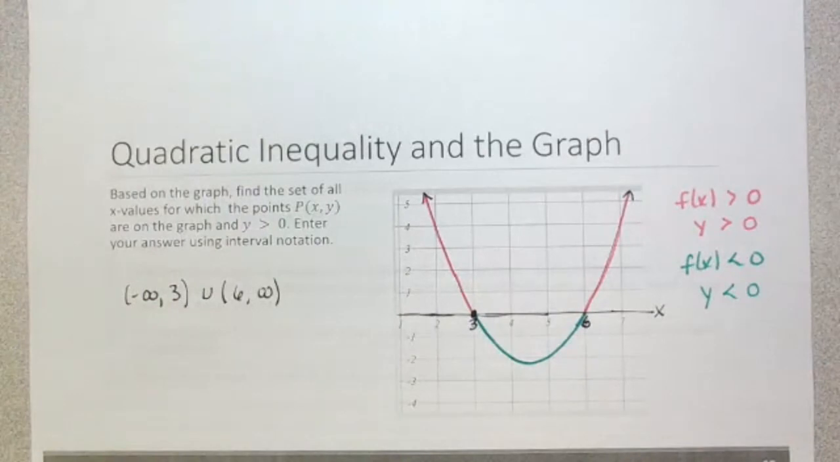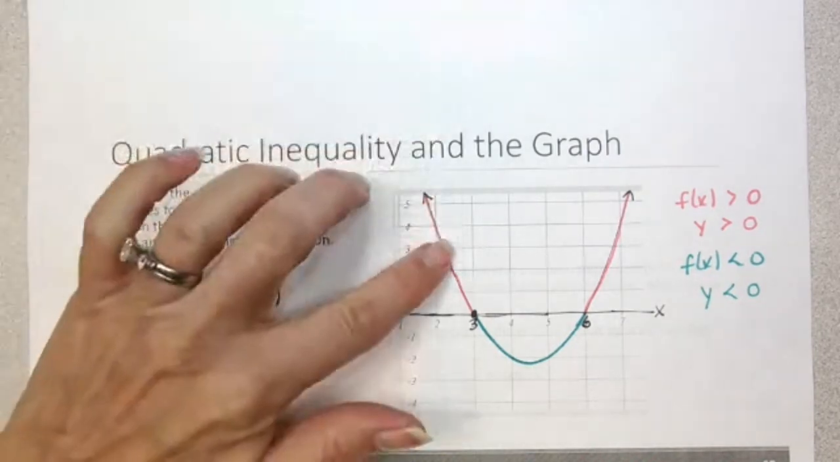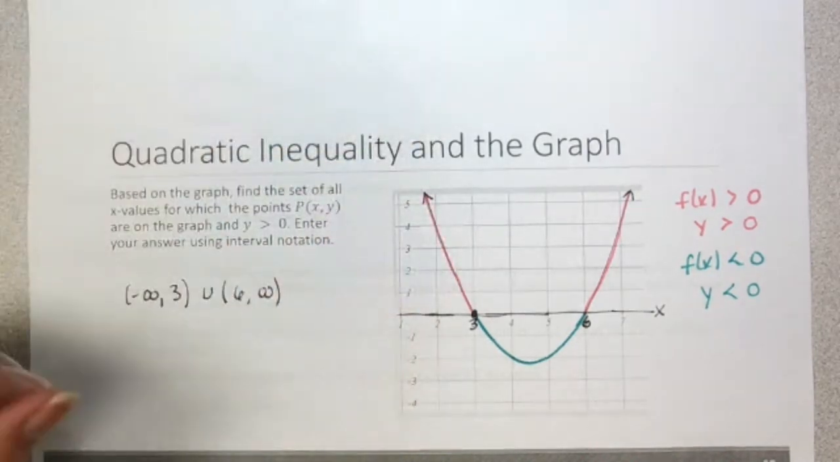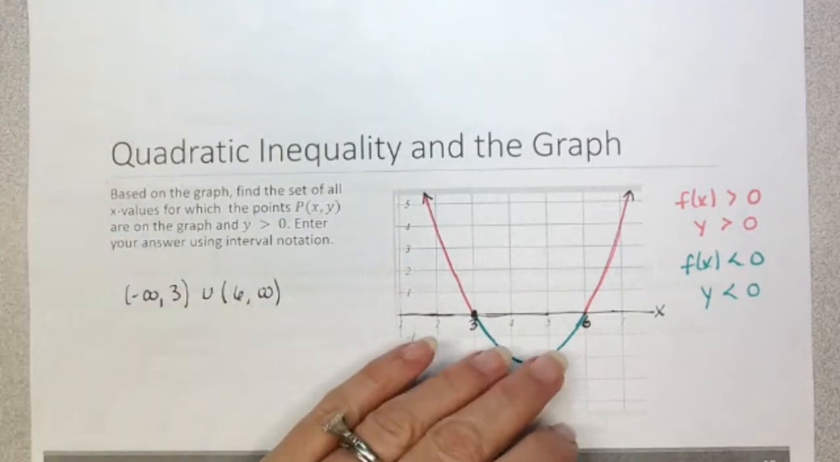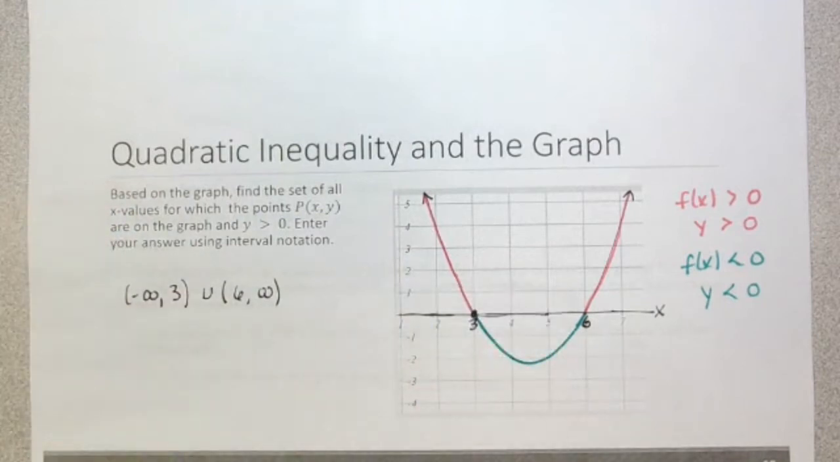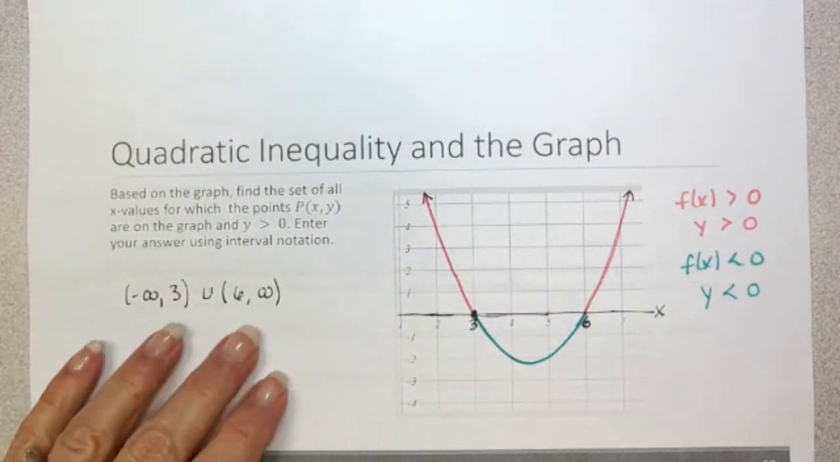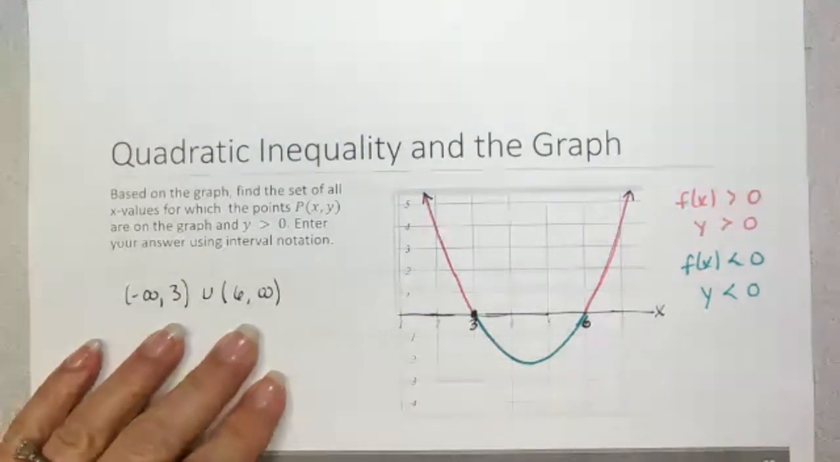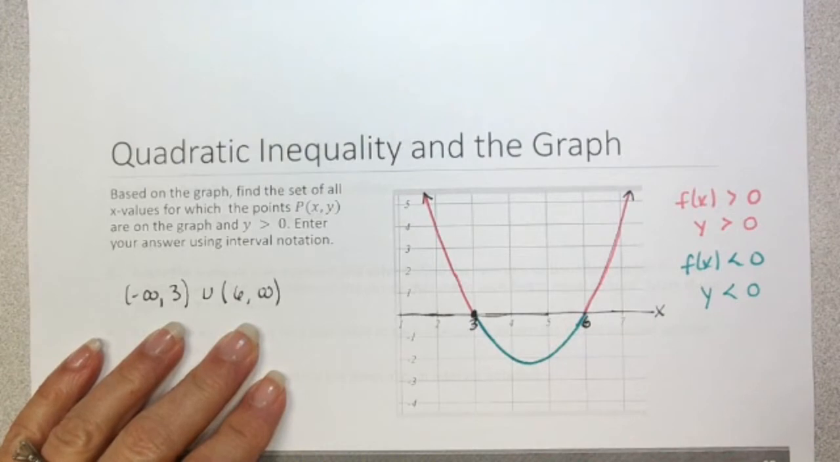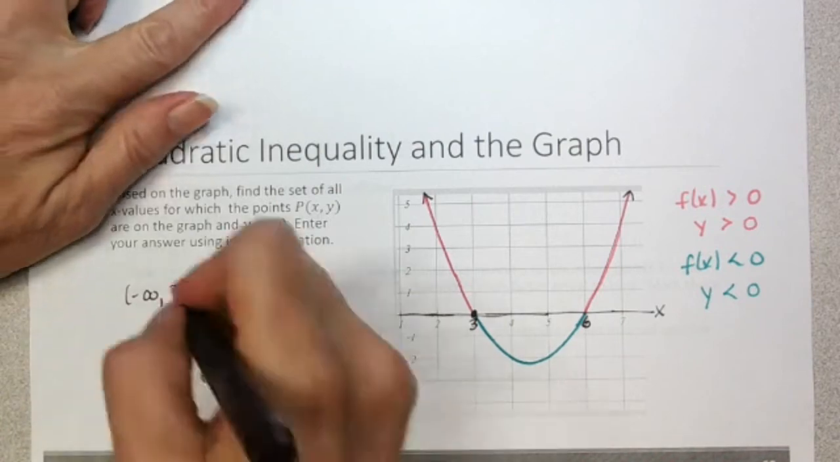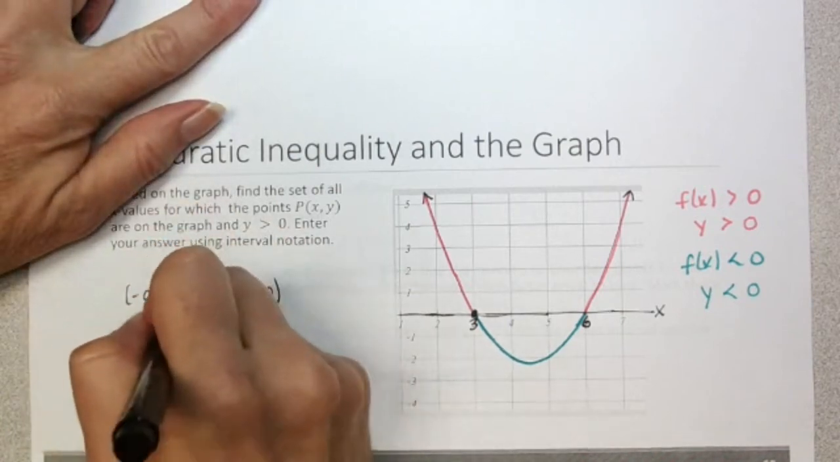All right, so when we're interested in where a quadratic function is greater than 0, it's the portion of the graph that's above the x-axis. Where the quadratic function is less than 0, it's the portion of the graph below the x-axis. And we always refer to the solutions of a quadratic inequality as intervals of x values, right? So these are x value intervals.